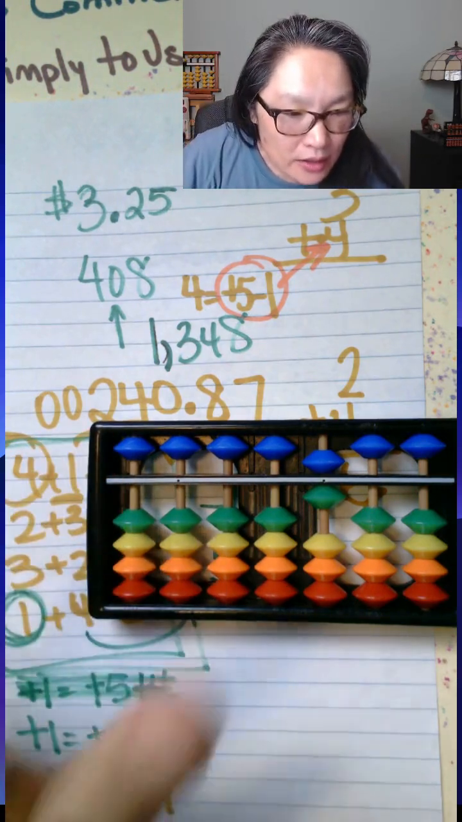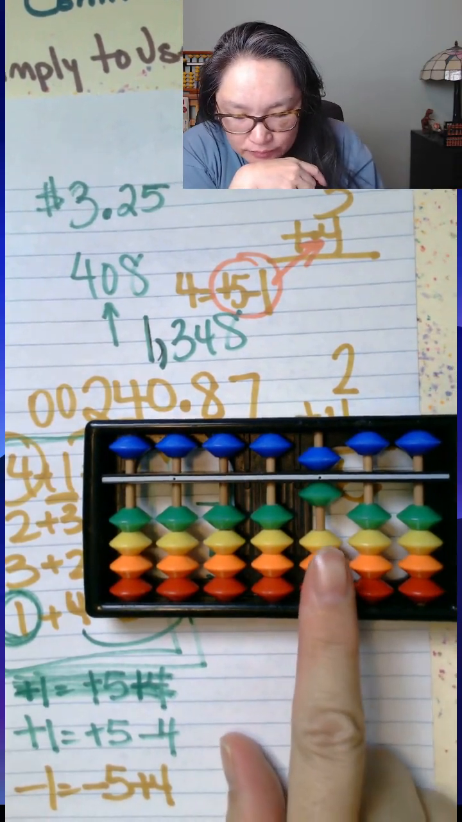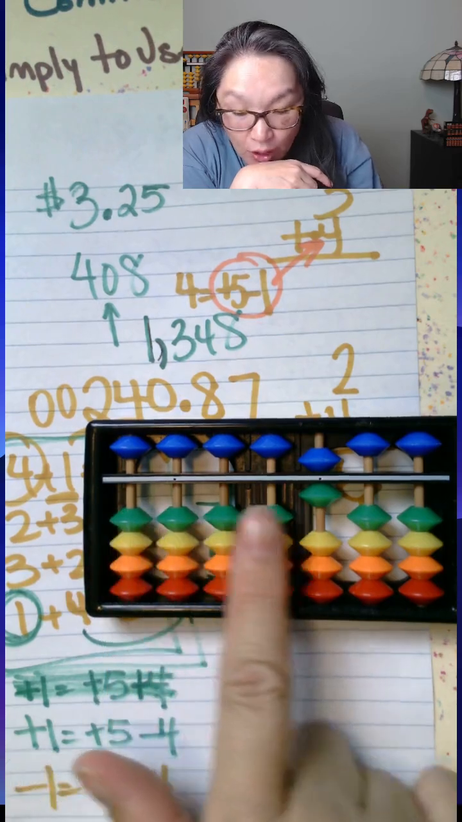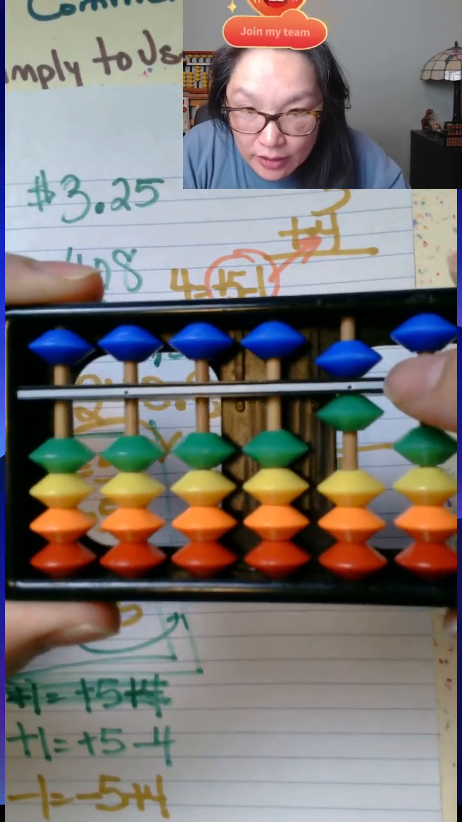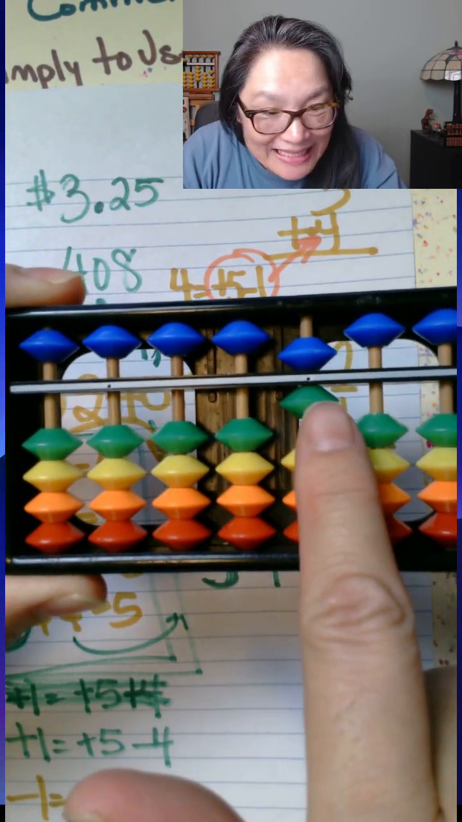Are we okay? So why the 5th column? Because of my indicator. My indicator is here. This is my ones place. I deemed this as 1.